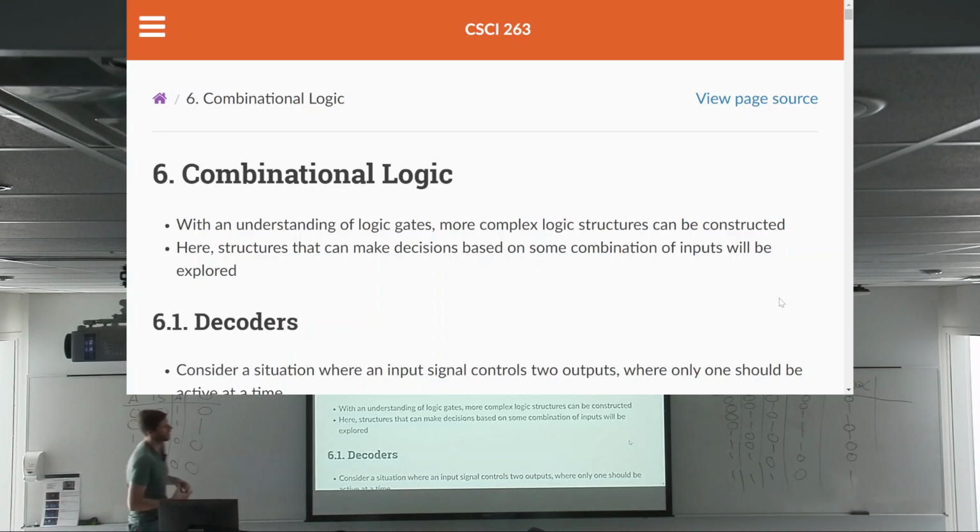With an understanding of logic gates, more complex logical structures can be constructed. Here, we're going to make some structures that can make decisions, for lack of a better term, based on some combination of inputs. Structures that can make decisions based on some combination of inputs will be explored. Yeah, okay, that's what I meant to say.